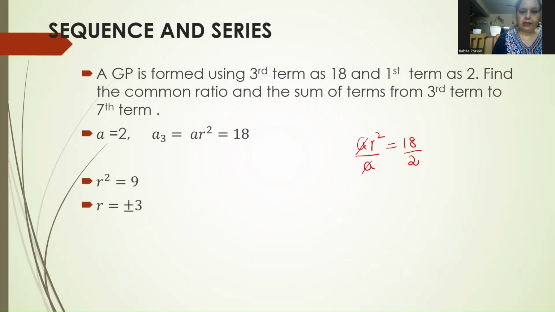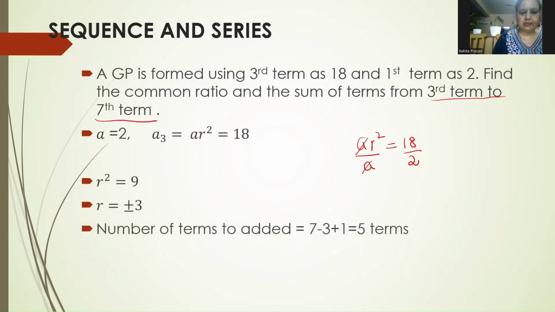Now, accordingly, it's a question with a twist. You have to find the sum from the third term to the seventh term. That makes it 7 minus 3 plus 1 terms. That is, we just have to find the sum of these 5 terms. Now, there is a twist.